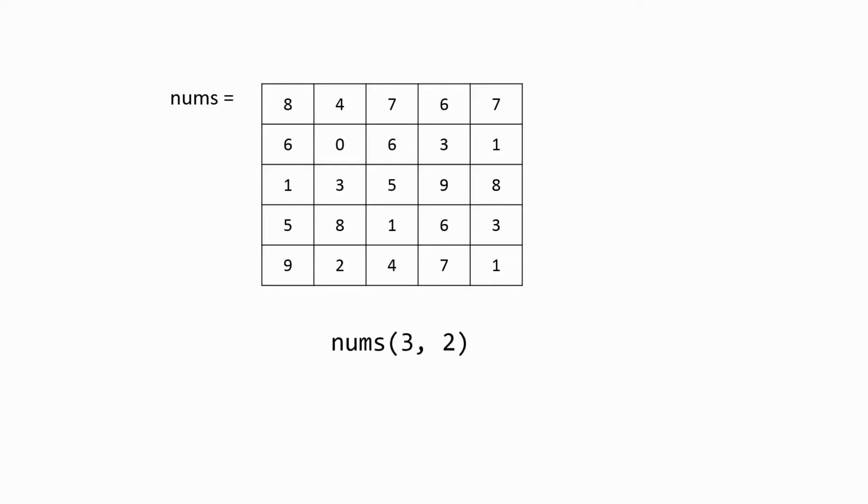We're going to have to specify both the row and the column where that element is located. So, for example, if I ask for an element that's at location 3, 2, I mean row 3, column 2. Again, rows are always going to come first when we're talking about matrices.